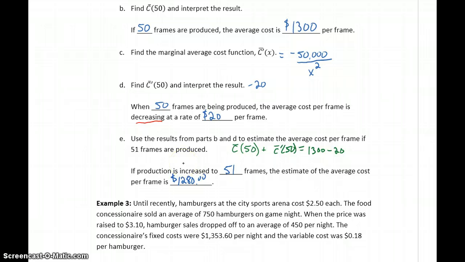So again, this marginal analysis is basically the idea of taking the derivative of whatever function we're considering, combining that with what we already know about the function value to get an approximate or an estimate for that cost, revenue, or profit of increasing production by 1.